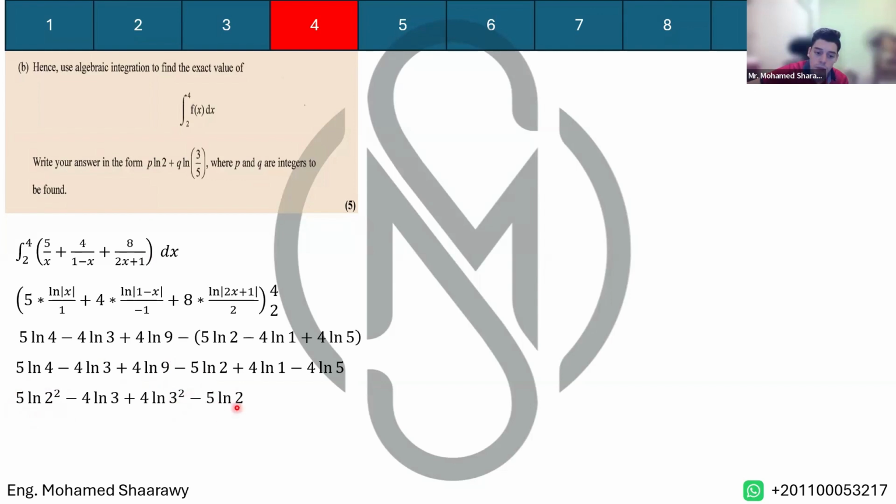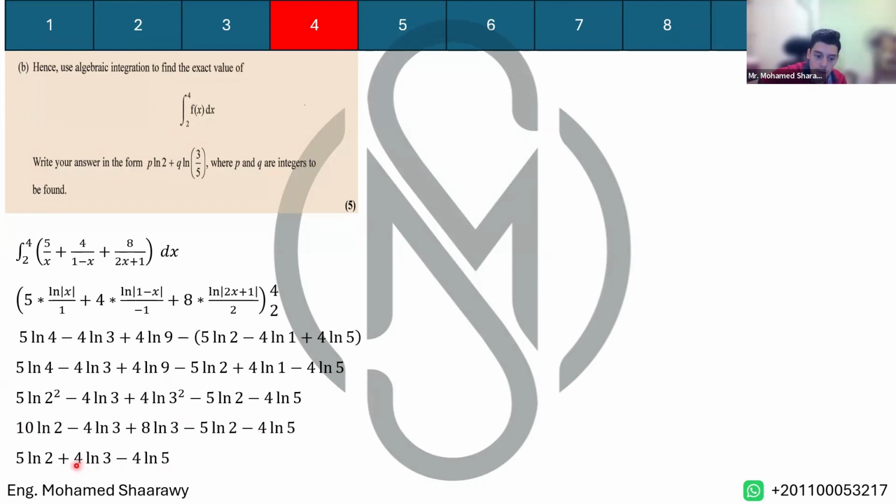Minus 5 ln 2, ln 1 is 0, so I skipped it, and this is minus 8 ln 5. Okay, 5 ln 2 all squared is 10 ln 2, and this is 8 ln 3, because this 2 will be sent outside here with a multiply sign. Now I can collect like terms. So 10 ln 2 minus 5 ln 2 is 5 ln 2. Negative 4 ln 3, positive 8 ln 3 is positive 4 ln 3. And negative 8 ln 5 is just written.